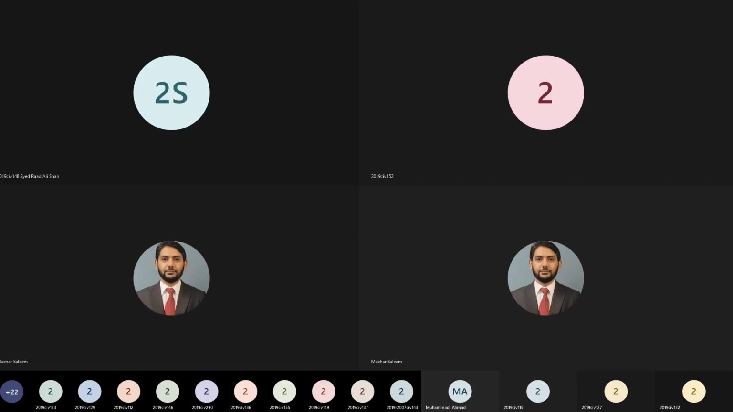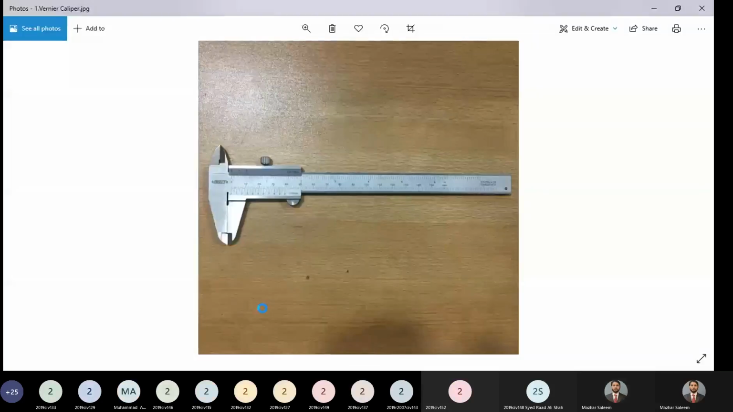All right, so as I said, I will be showing you the images of these devices, and we will be learning how to read measurements from these devices in detail. So let's start with that. Okay, let me share my screen. Okay, can you guys see the image of a vernier caliper?